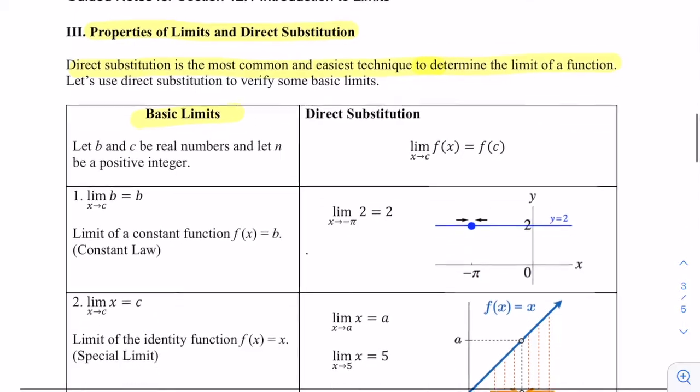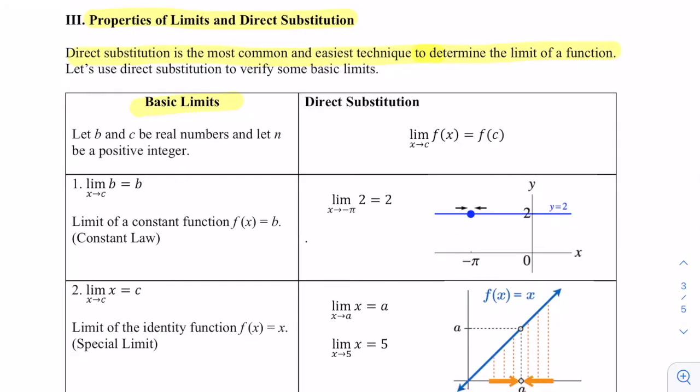The first one is the limit of a constant function. The limit of b as x approaches c will always be b. For example, the limit of 2 as x approaches -pi is also going to be 2. You can see that -pi really doesn't make a difference here because whatever x value we have, y will always equal 2.